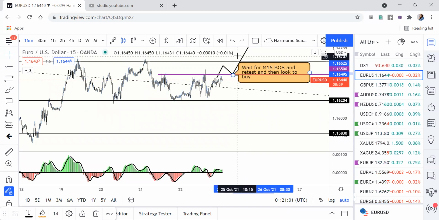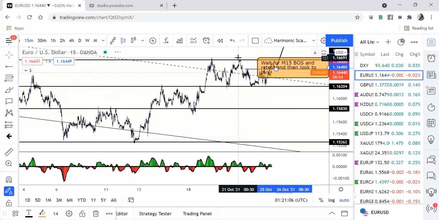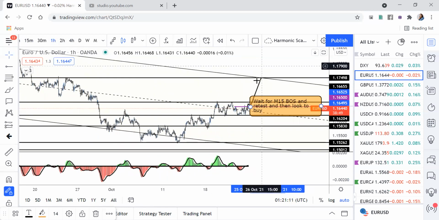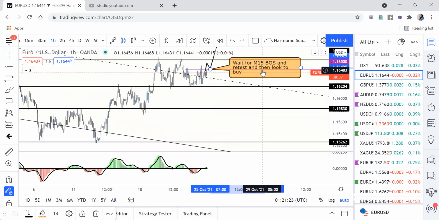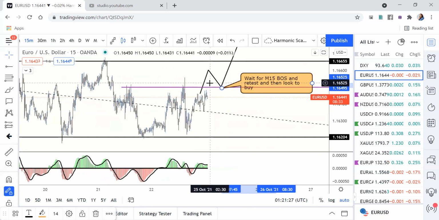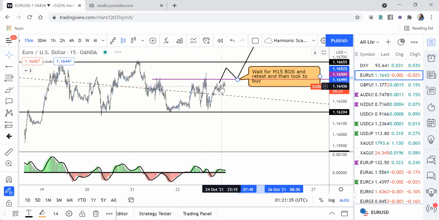Once we get a solid body candle breaking, you could continue to hold the trade and you can hold it to here, but manage your trade as well. Move your stop loss up, make sure you manage your trade. All right, so that's your first trade setup. Once we get a break and a retest here on the M15 time frame, you guys can look to enter for the buy, right?